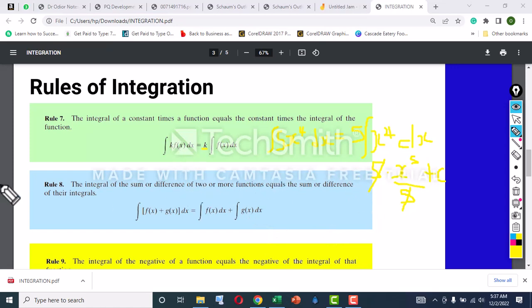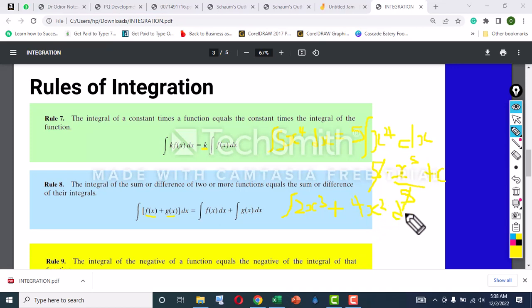That's an example. So another one is the integral of the sum or difference of two functions. This is actually simple. If you have two functions added together or subtracted, what you just need to do is integrate each one of them. For example, you have the integration of 2x raised to power 3 plus, can be minus, 4x raised to power 2 dx.